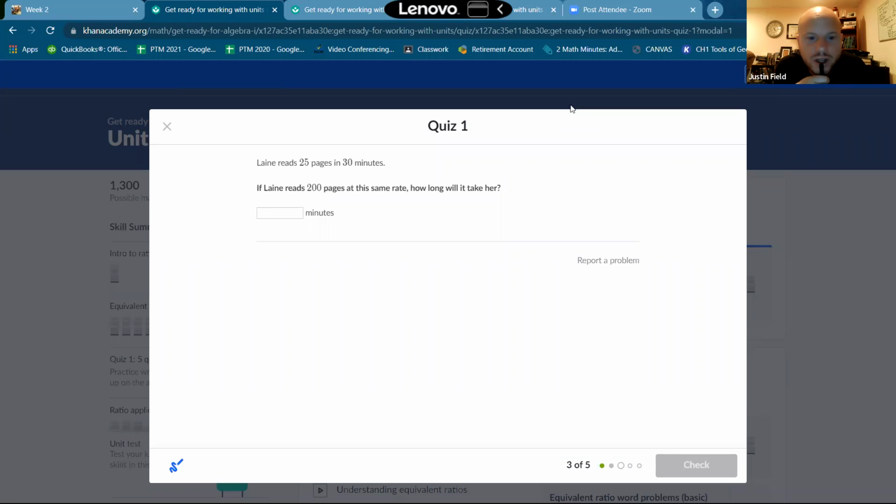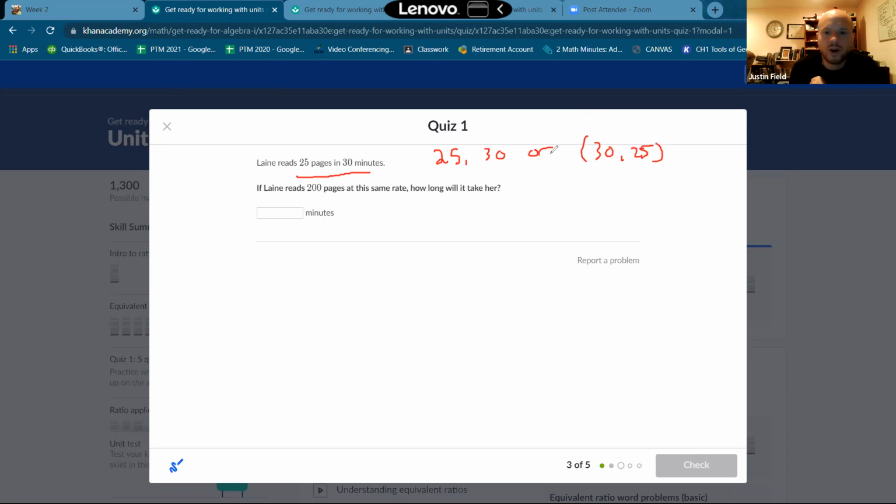All right, Lane reads 25 pages in 30 minutes. So yeah, in algebra, we might see it like 25, 30, or 30, 25. This looks like a coordinate on a graph in algebra. Now, it's not a coordinate on a graph here, but just saying. Here we want to find the unit rate. Okay, so pages at the same rate.